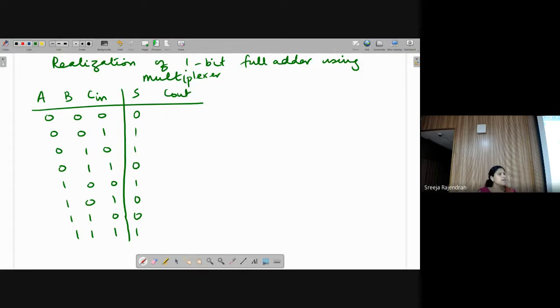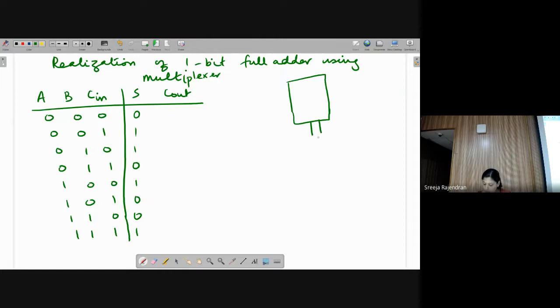Okay, I'm just writing some for the time being. Now, if I say I want to use a mux to implement this circuit, that means I should have some select lines, no? I have to use select lines to implement this. And now how many input combinations are there? There are a total of 8 input combinations.